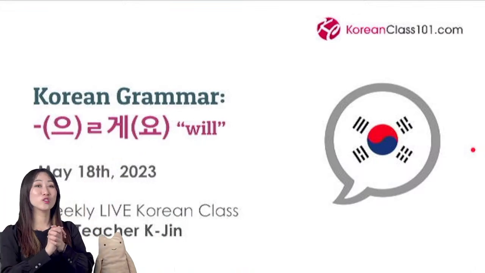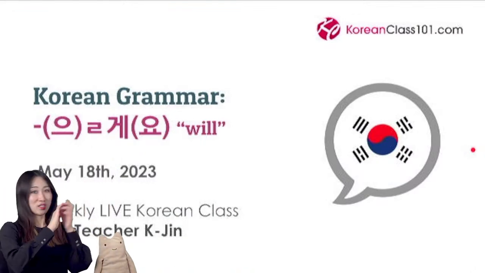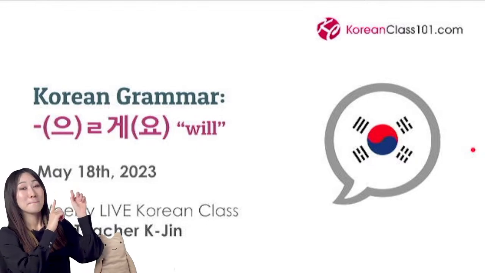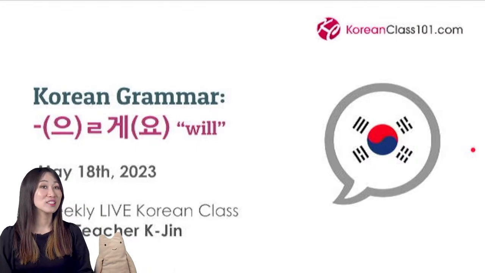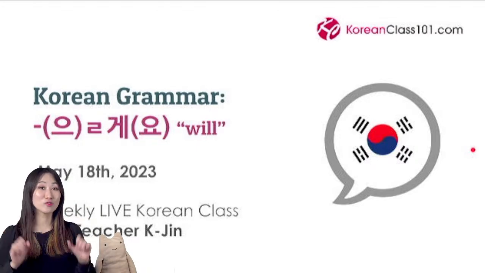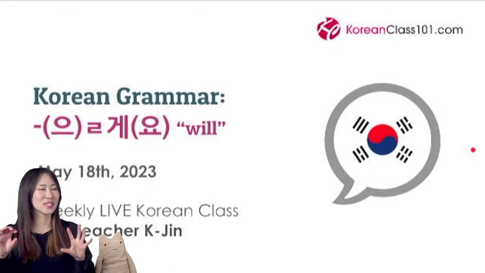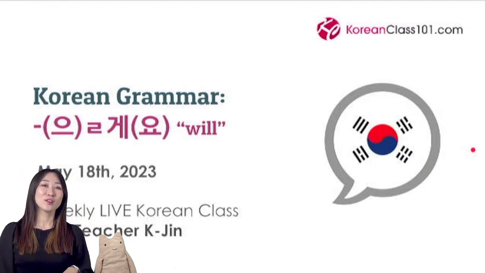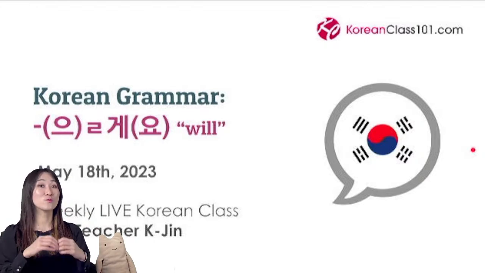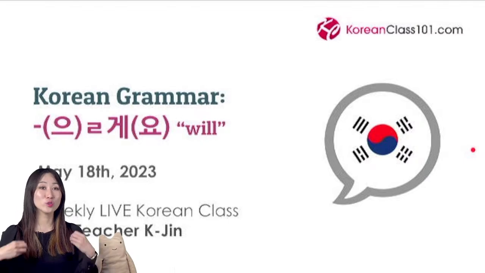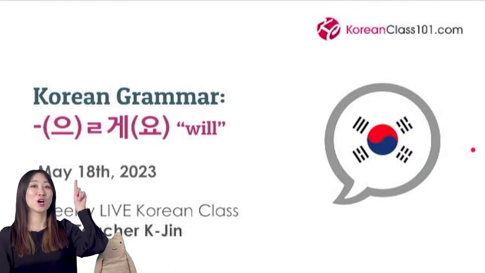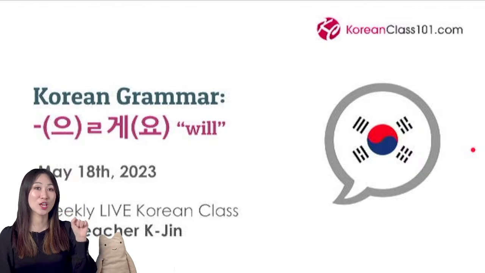Next week, I'll be back with a new grammar topic. Can you see this? This is May 18th. Next week, I'm going to talk about 을게요. This is a very common grammar, and a lot of people say this is one of the future tenses. Is it? Yes and no. A lot of people are confused with the other future tense, which is 을 거예요, will. So I'll introduce this grammar, how to use it, and the differences between 을게요 and 을 거예요.